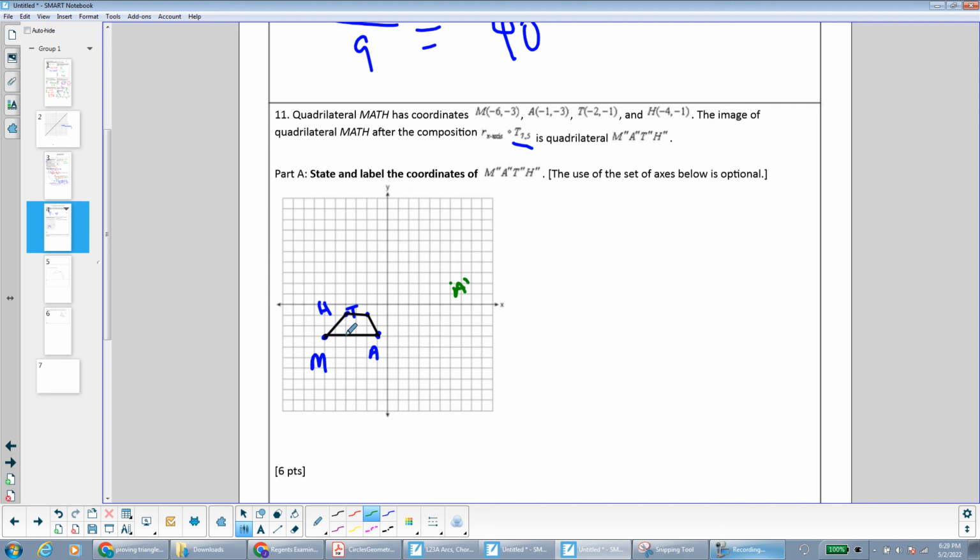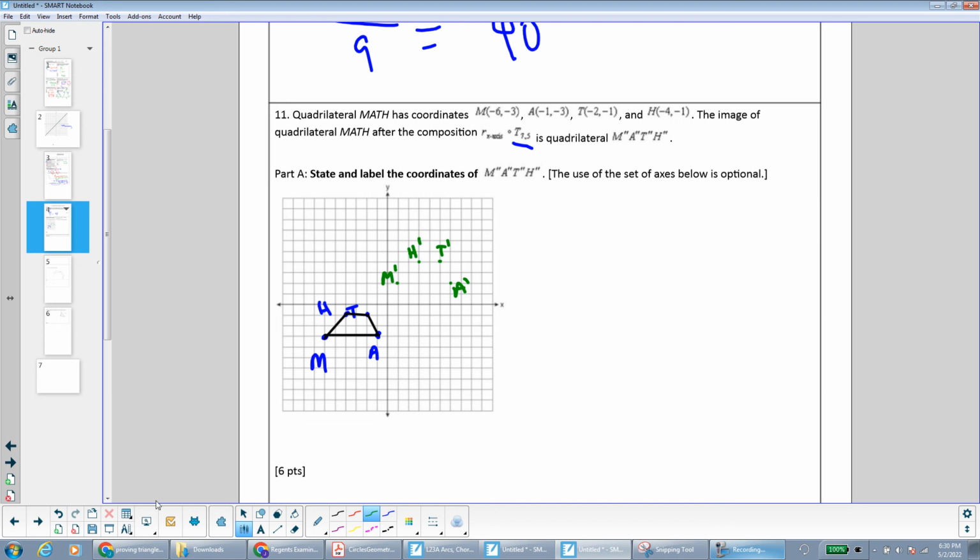1, 2, 3, 4, 5, 6, 7. 1, 2, 3, 4, 5. And that is M prime. 1, 2, 3, 4, 5, 6, 7. 1, 2, 3, 4, 5. That is T prime. And then finally 1, 2, 3, 4, 5, 6, 7. 1, 2, 3, 4, 5. That is H prime. So we just did the translation.